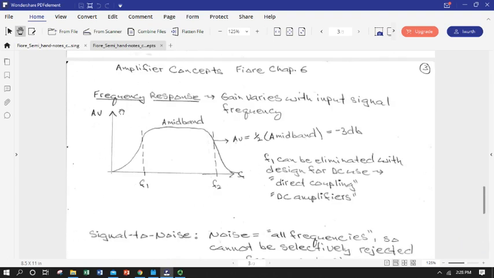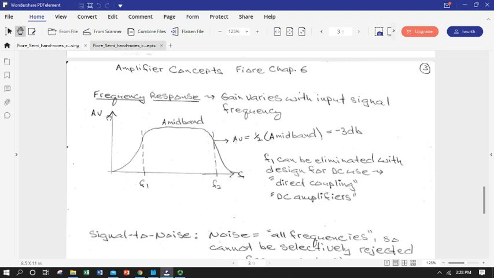Now, most amplifiers, especially bipolar junction ones, definitely have a frequency dependent gain. This is under the title of frequency response, so the gain varies with the input signal frequency. So your V out versus V in is not going to be the same at 60 Hertz as it is at 600,000 Hertz, for instance.